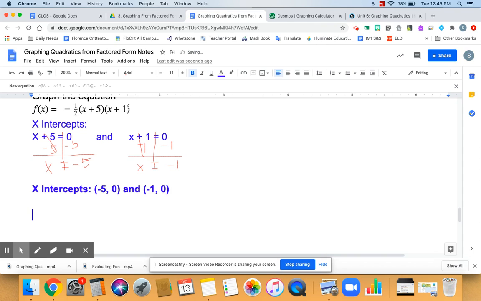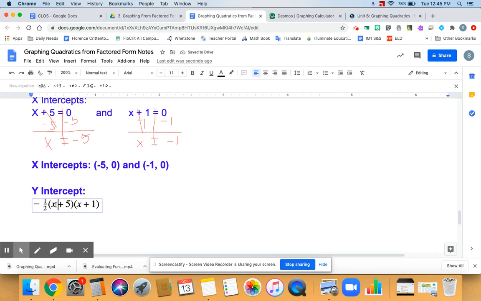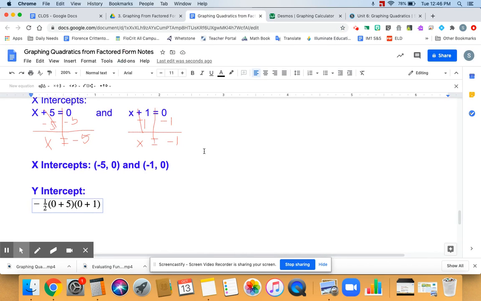For my y-intercept, what do I do with the equation? Plug in 0. So I put 0 into both of those x's. If I come here and instead of -5, I put 0 into both of those x spots, I get out -2.5. So therefore, my y-intercept is that when I plugged in 0, I got out -2.5.